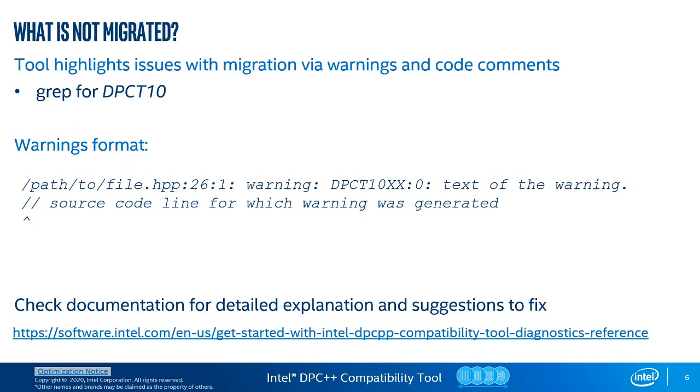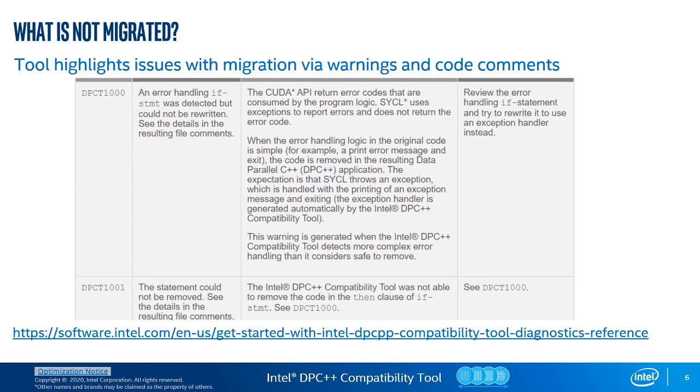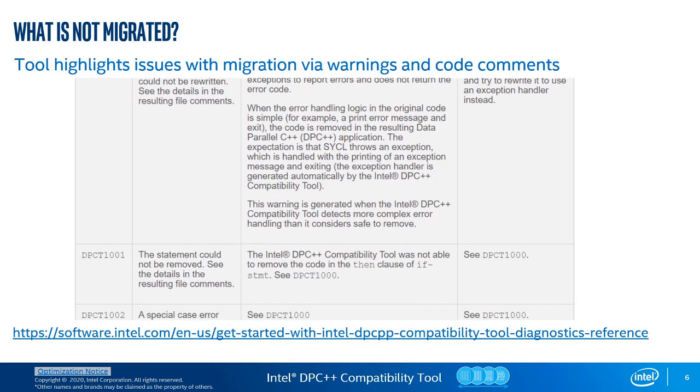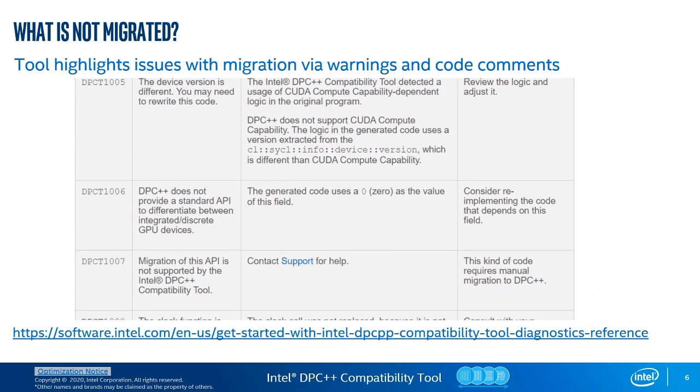When additional efforts are required to complete the migration, the tool produces a corresponding warning and also adds comments into the code. Use grep in the generated source files for DPCT10 to find comments inserted by the tool. Warnings may look like this. Then you may find a clear description of the detected issue in the documentation and get an actionable suggestion. At this moment, there are 35 different warnings generated by the tool.